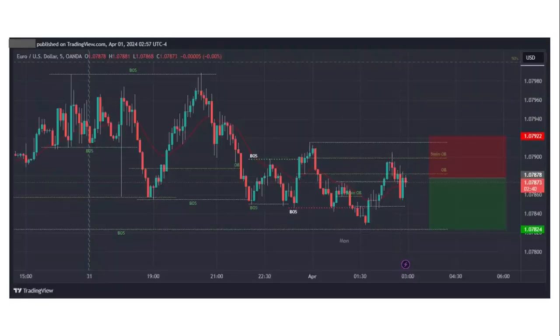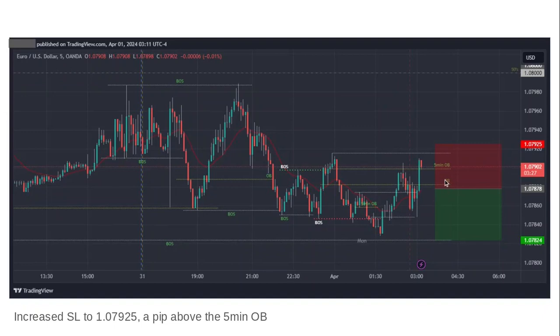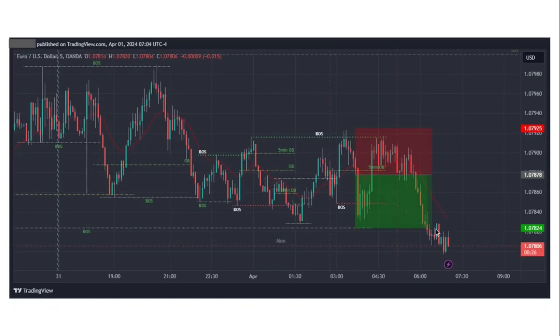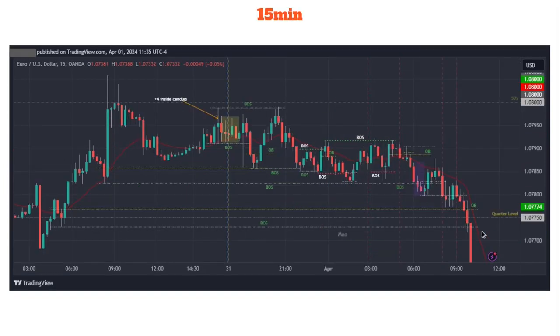In this video, I'll be taking you through the trades from the 1st to the 2nd of April 2024. Right here we have a sell trade. I ended up increasing the stop loss just a little bit, not too much, and then price eventually reached take profit. So this is the 15-minute time frame. All of my trades are taken off of the 5-minute time frame.